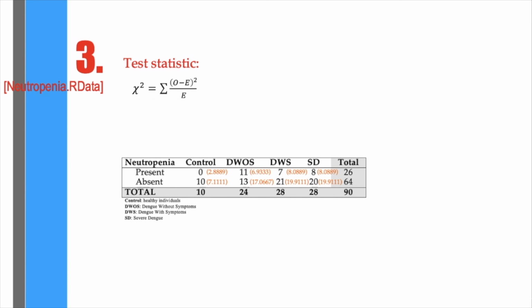Now, how do we compute the chi-square test statistic? Remember that all of these 8 values are the observed counts, and the values in parentheses are the expected counts. So for this pair, we have an observed value of 0 and an expected count of 2.8889. Then square the difference over the expected count, 2.8889. Then we add that, since this is a sum, to another pair, which is 11 and 6.9333.